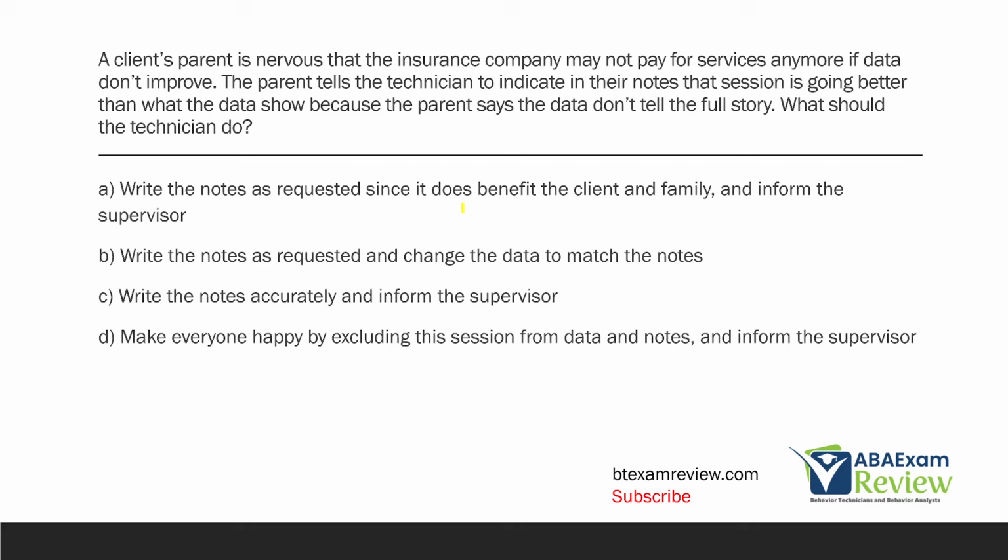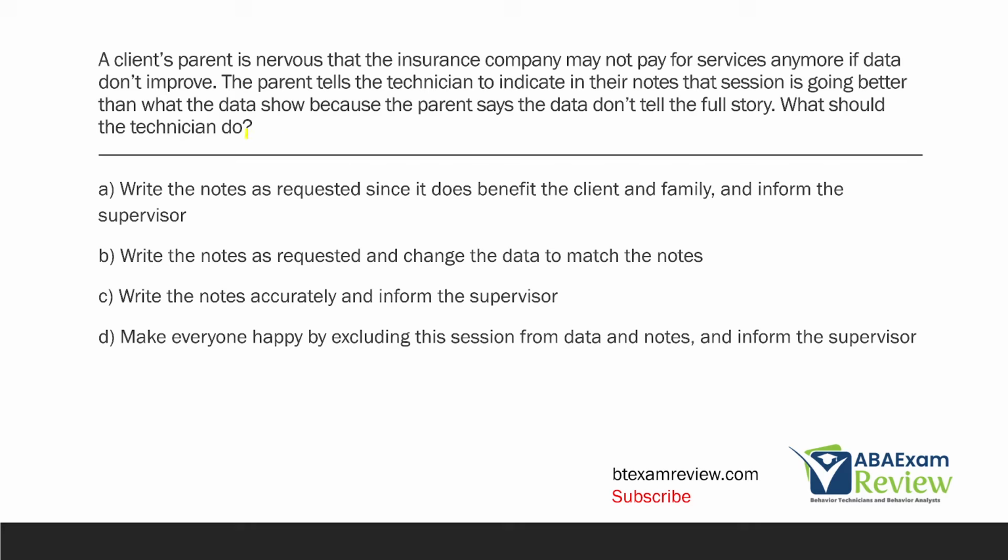A client's parent is nervous that the insurance company may not pay for services anymore if data don't improve. The parent tells the technician to indicate in their notes that a session is going better than what the data show, because the parent says the data don't tell the full story. What should the technician do?